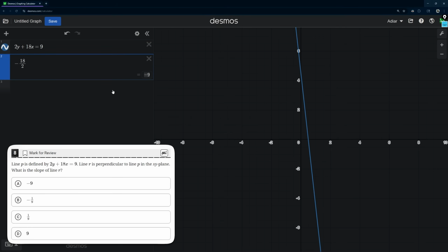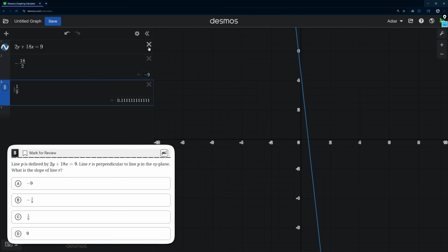And if you know anything about lines in the xy plane, then you should know that the slopes of two perpendicular lines are negative reciprocals of each other. So the reciprocal of -9 is -1/9. The reciprocal is just 1 over whatever you're looking at. And then the negative reciprocal is just 1/9. So that's the mathematical way.